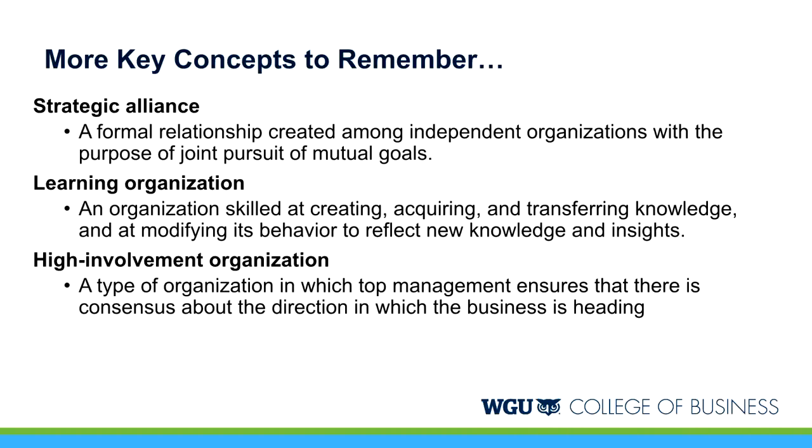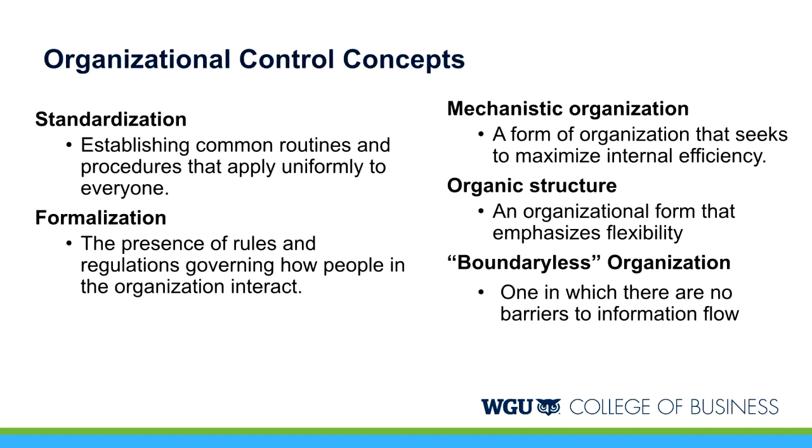High involvement organization, the last one we want to talk about here. It's a type of organization in which top management ensures there's consensus about the direction in which business is heading. So a little bit more democratic than your typical top-down, the boss tells you what to do type of organization. So high involvement, a lot of involvement with employees. And yeah, it's kind of the norm, especially in, let's say, a high-tech Silicon Valley, rapidly changing type of marketplace. So much more common these days than not.